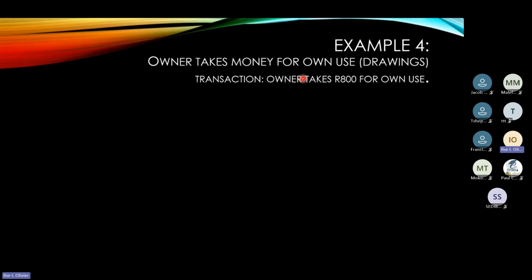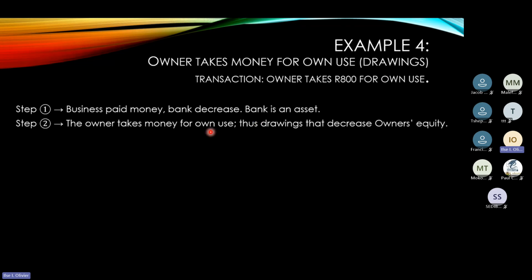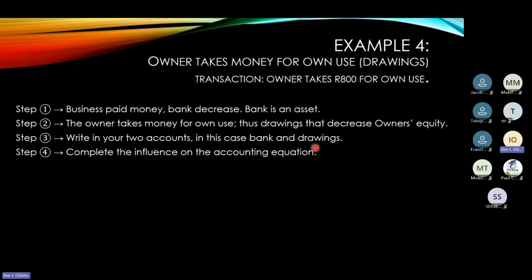The owner takes money for personal use, so it's drawings. So what happens? Paid the money, bank decreases, bank is an asset. What did we pay it for? For drawings, drawings is owner's equity. Write the two accounts, bank and drawings. Bank is an asset that decreases, drawings is owner's equity that decreases. Complete the influence.